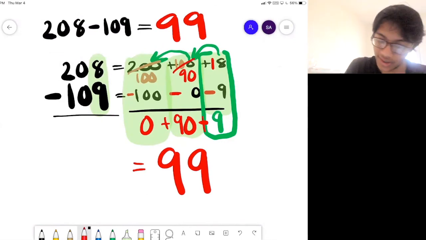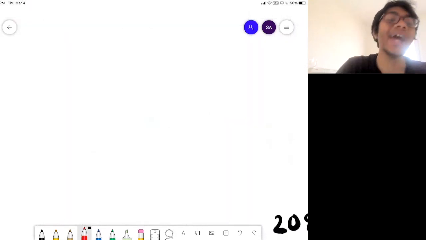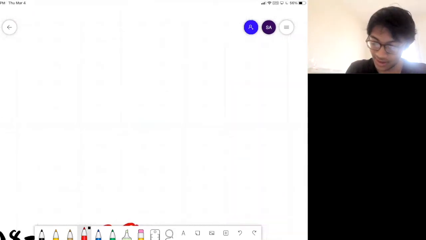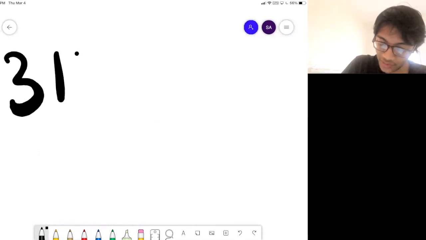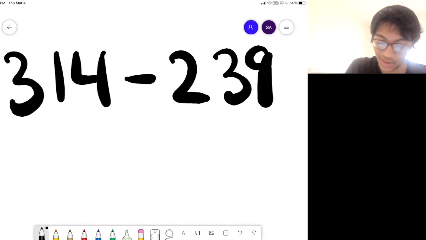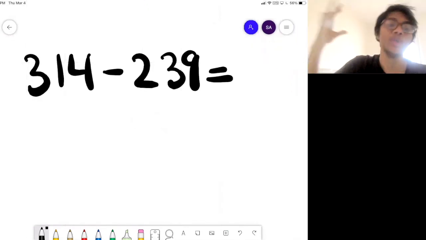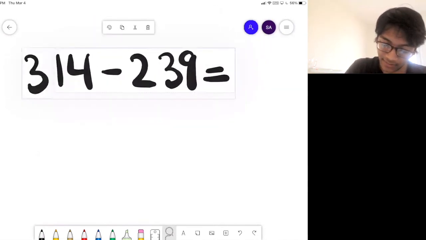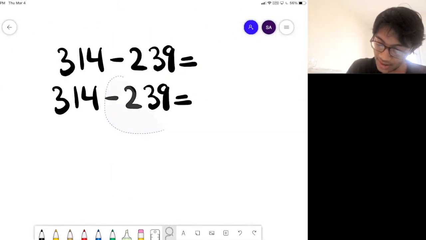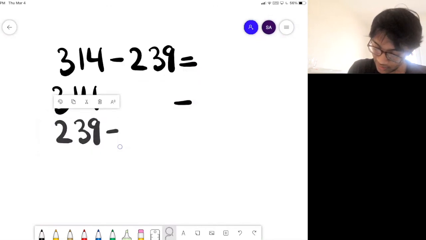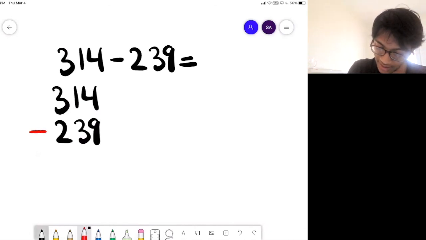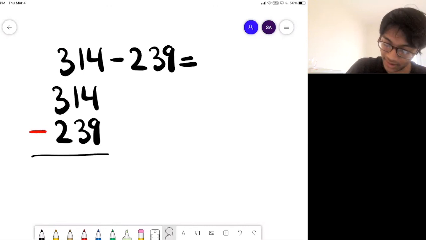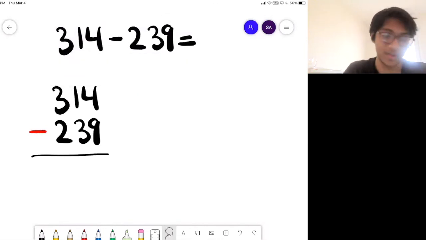All right, folks, let's do one more example. And I'll show you this time how fast this becomes when you do it a lot of times. Look how fast you can do it. Let's say I have, I'm just choosing random numbers here, 314 minus 239. If you can do it faster than me, that would be crazy. I'm going to take 314, copy it, put it down. I'm going to put the 239 under my 314, and I'll put the minus sign. And now I'm going to do my math. Are you ready to see how fast you can do it when you do it a lot of times?